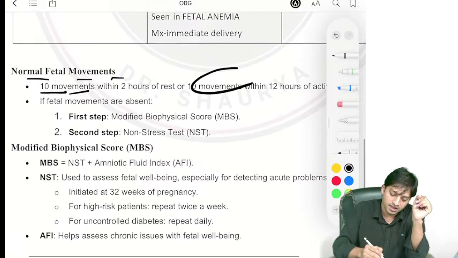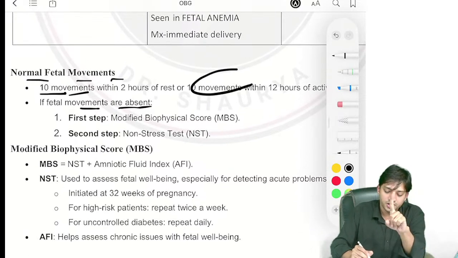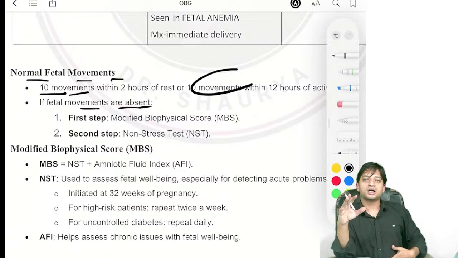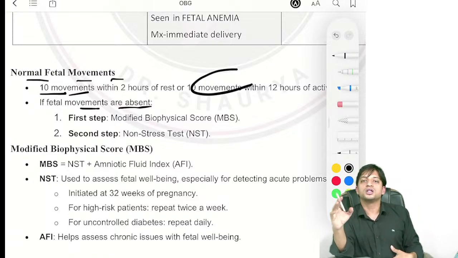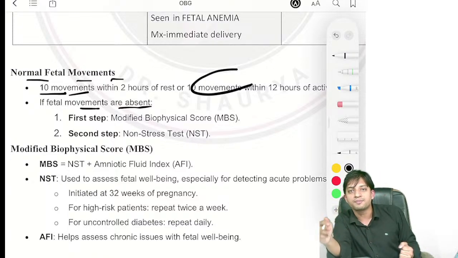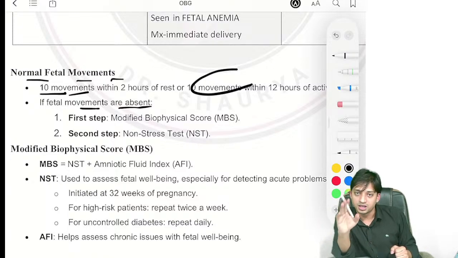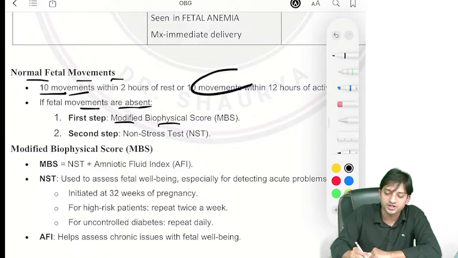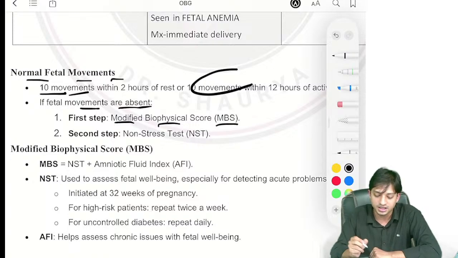Okay. Now if fetal movements are absent, first step क्या करोगे? अगर मान लो there is no fetal movement, the mother comes to you and tells you that she cannot feel the fetal movement for a longer period of time, or you find that the fetal movement is absent, what will be your next best step? This can be the question. So the first step will be modified biophysical scoring, right? And the second step will be non-stress test or NST.